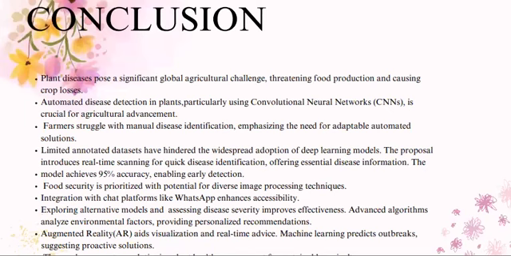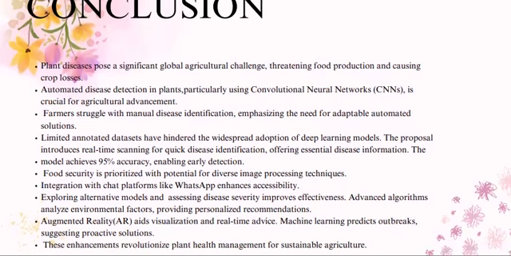So coming to the conclusion, plant diseases pose a significant global agricultural challenge, threatening food production and causing crop losses. Automated disease detection in plants, particularly using CNN, is crucial for agricultural advancement. Farmers struggle with manual disease identification, emphasizing the need for an adaptable automated solution.